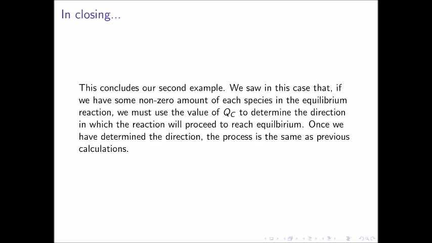We have now finished our second example. In this case, we saw that if initially we have some non-zero amount of each species in the equilibrium reaction, we must use the value of Qc to determine the direction in which the reaction will proceed to reach equilibrium. Once we have determined the direction, the process is the same as previous calculations.